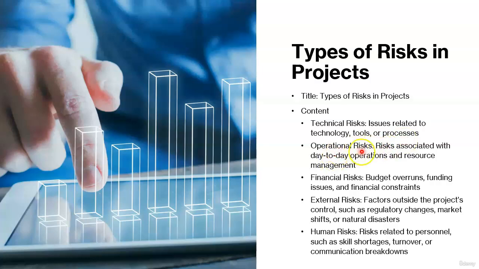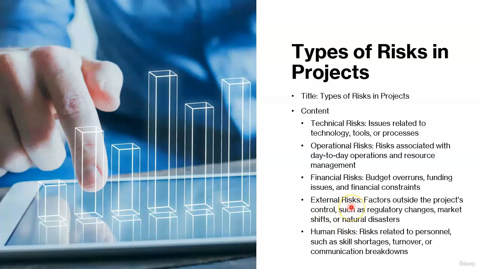Next is operational risks. These involve day-to-day operations and resource management. Examples include delays in supply chains, resource shortages, or inefficiencies in project execution. Financial risks: budget overruns, funding issues, or financial constraints fall into this category. This risk can severely impact the project's ability to meet its goals.